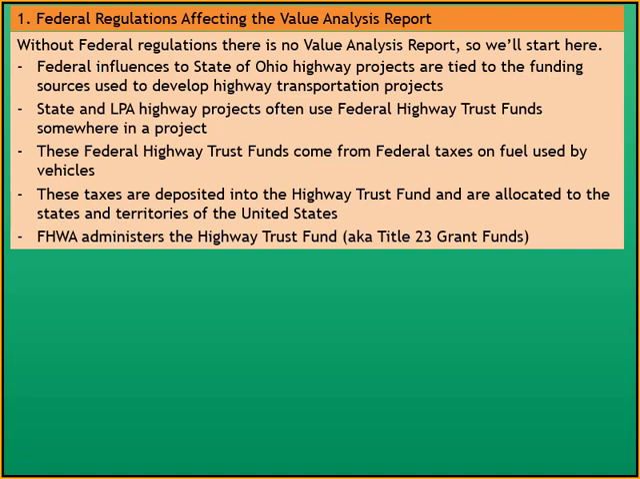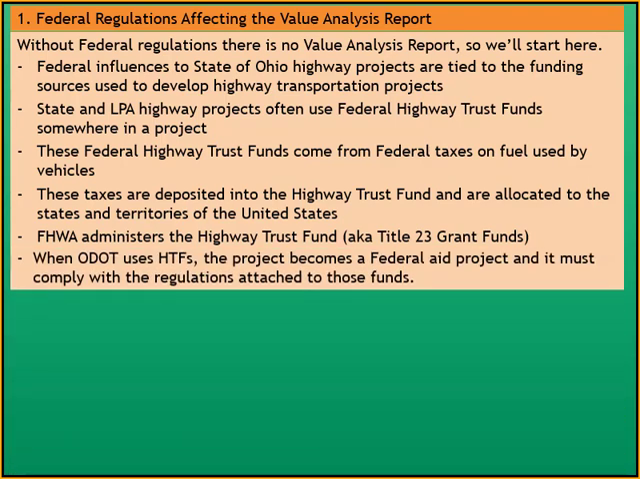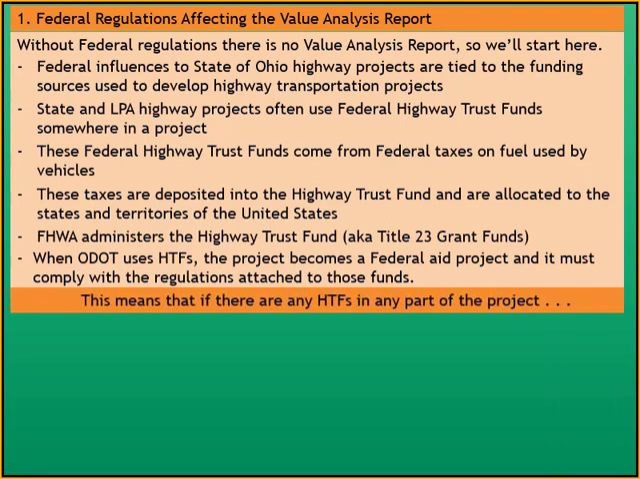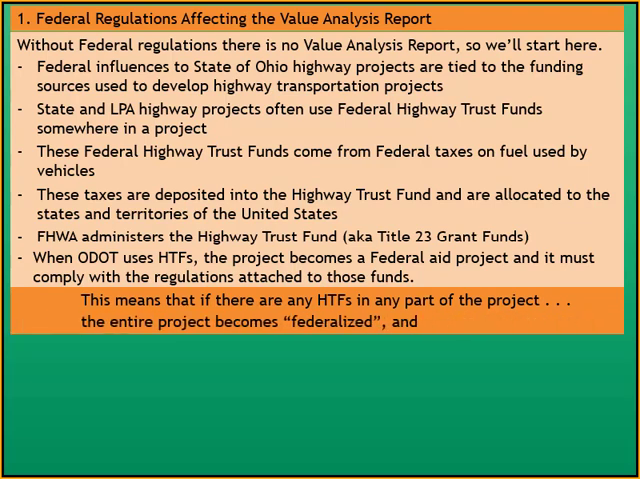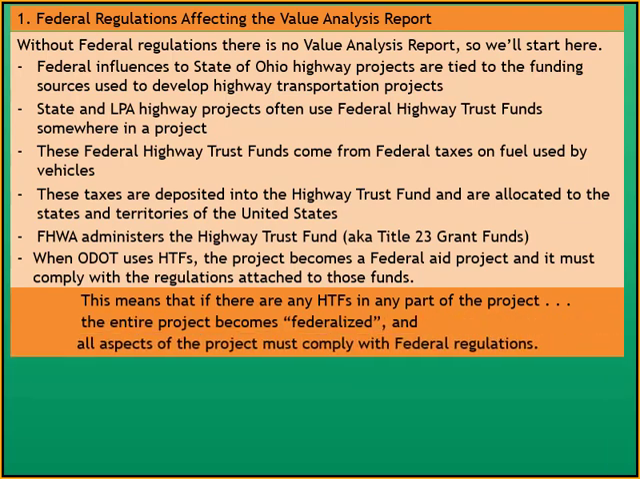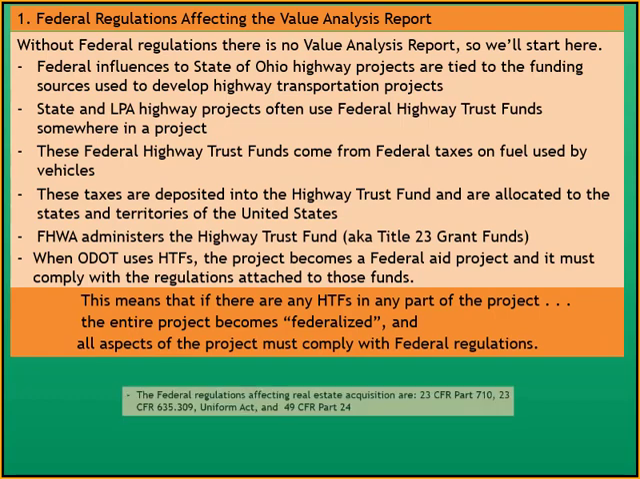FHWA administers the Highway Trust Fund, which is also known as Title 23 grant funds. When ODOT uses these highway trust funds, the project becomes a federal aid project and it must comply with the regulations attached to those funds. This means if there's any highway trust funds in any part of the project, the entire project becomes federalized and all aspects of the project must comply with federal regulations.